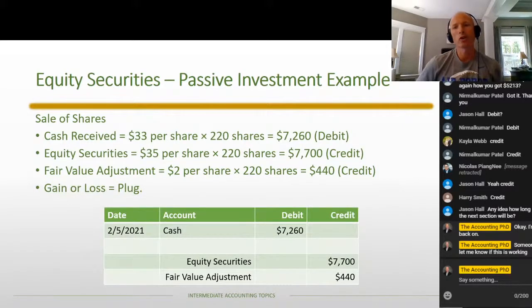And so with our journal entry, we receive $7,260 cash. The equity securities are credited for $7,700. The fair value adjustment account is credited for $440. And so in this case, we have a loss of $880 when we sell this security. Again, this is much simpler than the debt investment. Hopefully you're seeing that already. Much, much simpler.